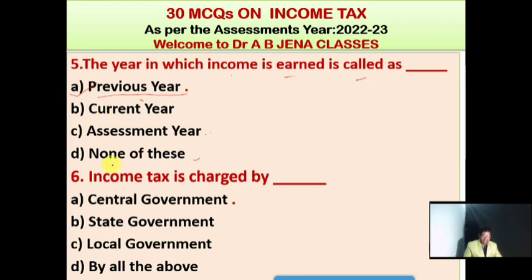So next MCQ, income tax is charged by option A, central government; B, state government; C, local government; D, all the above. So the right answer is that income tax is charged by the central government. So option A is the right answer.